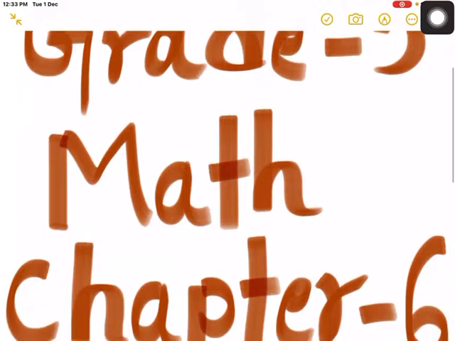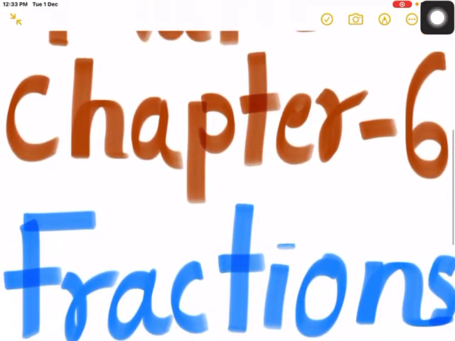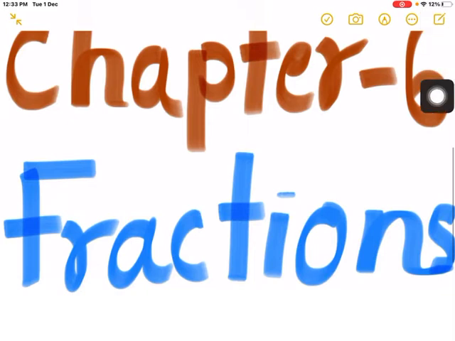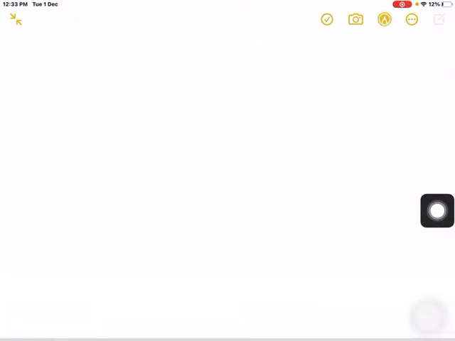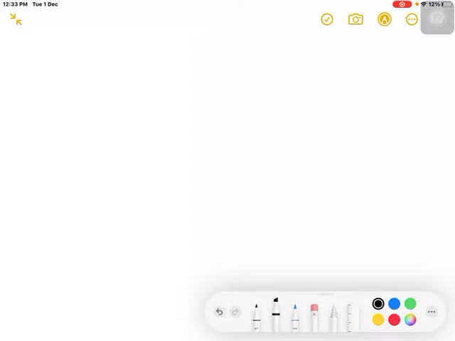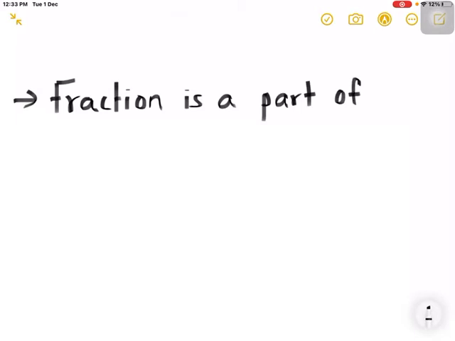Today in our math class we are going to start chapter 6, that is fraction. What is fraction? Do you know? As we have learned in grade 3 and grade 4 already. So let us write. What is fraction? Fraction is a part of a whole.